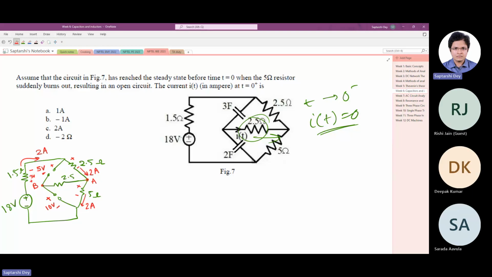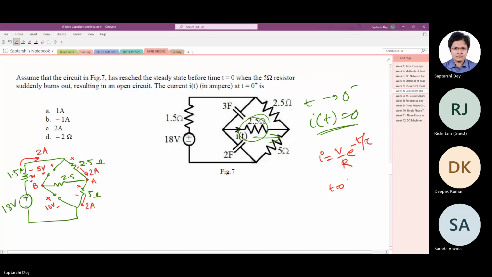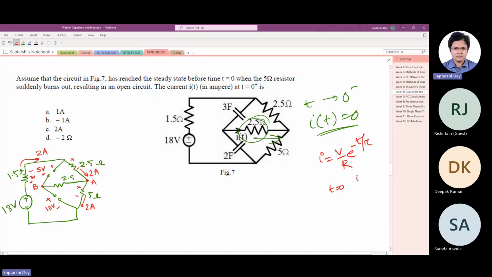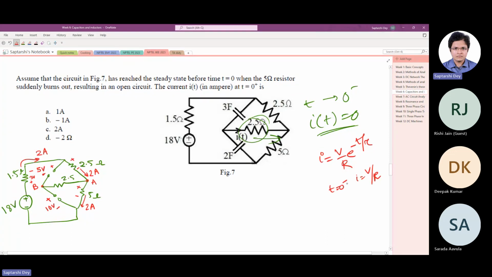You have been asked to find out the current just after the open circuit. That means you can assume that just after the open circuit, the capacitor voltage has not changed, right? That is what happens, right? We know that the current through the capacitive circuit is given by I equals V by R e to the power minus t by tau. So at t equals 0, current is V by R. That is, capacitor voltage has not yet started changing. That we can do at 0 minus, 0 plus, just after closing the switch.